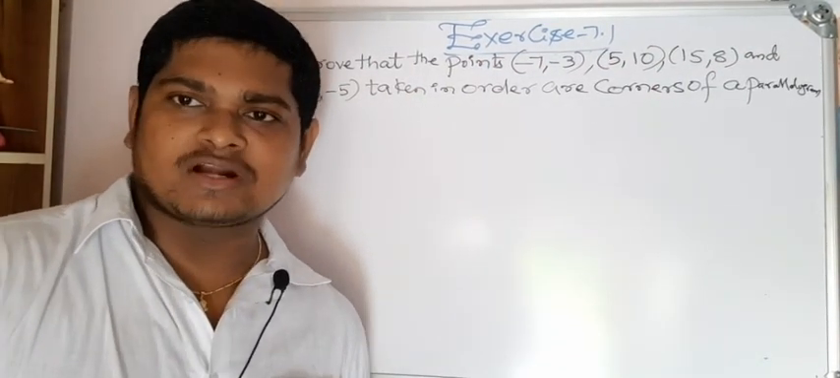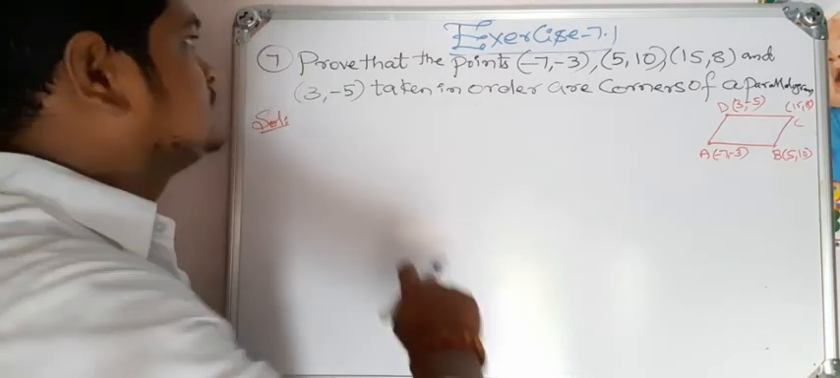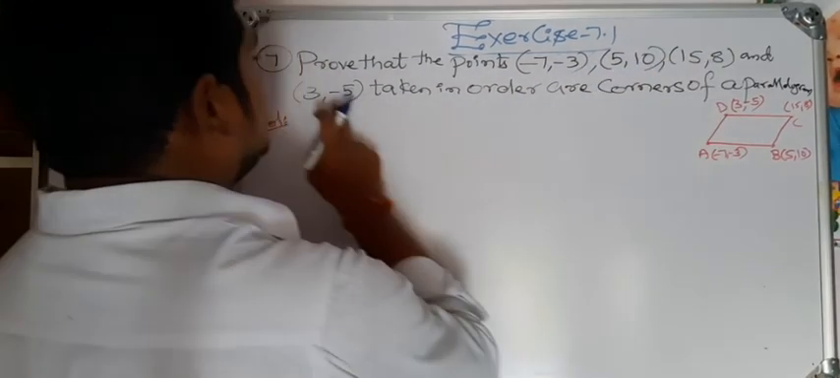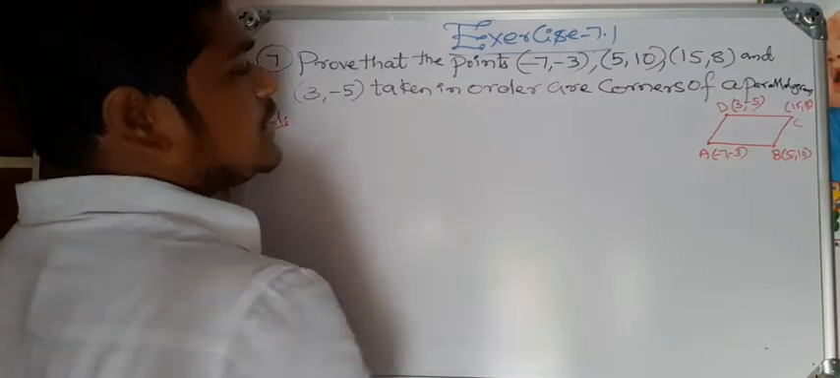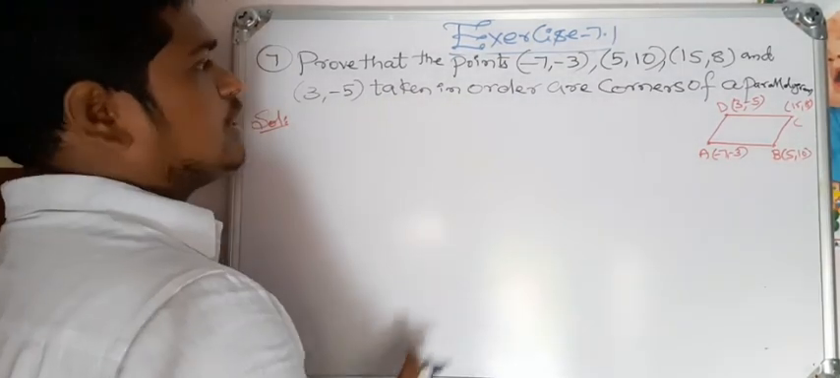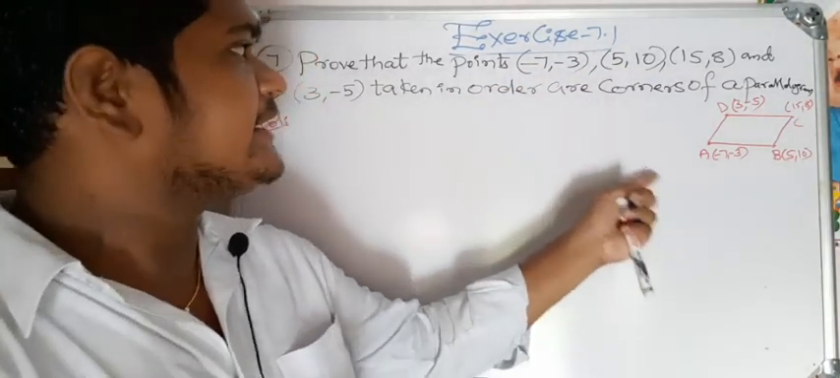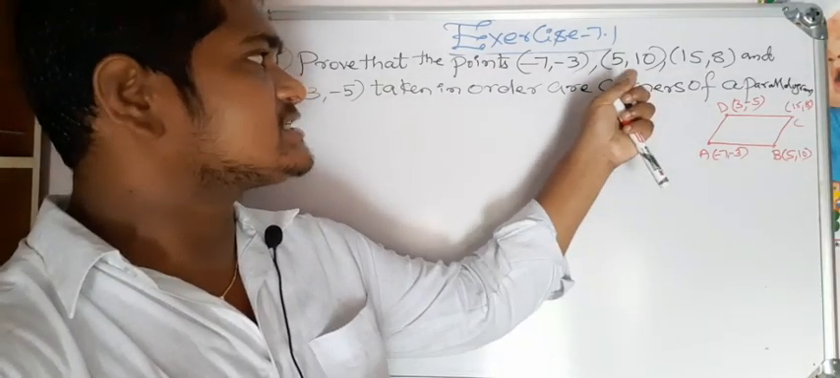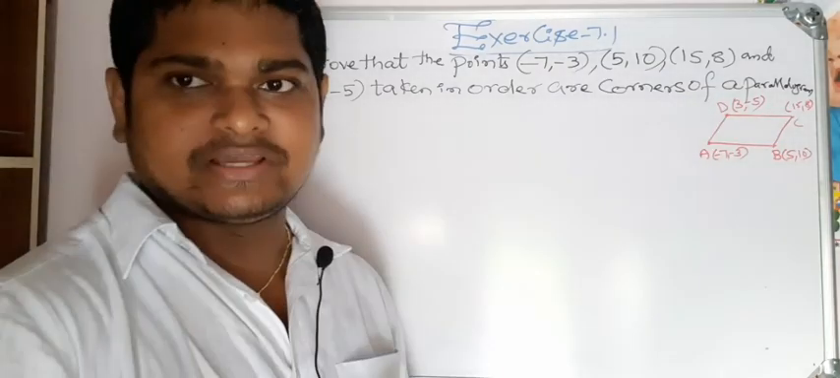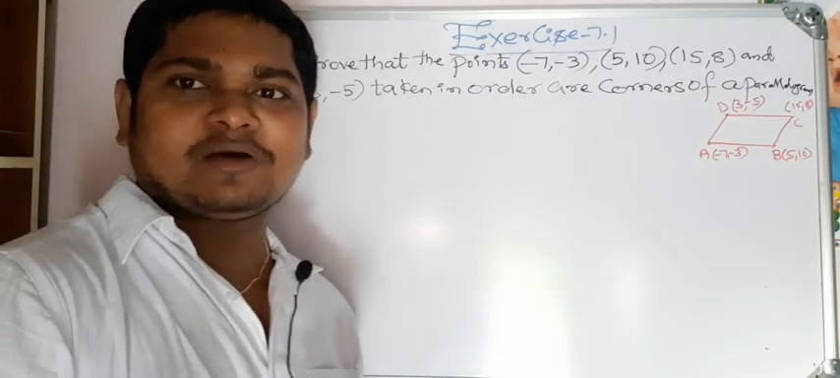Already we completed the 4th and 6th problems. Now let us see the 7th problem. Prove that the points (minus 7, minus 3), (5, 10), (15, 8) and (3, minus 5), taken in the order, are corners of a parallelogram. Taken in the order means we have to follow the same order in which they are given. Now I am taking the first point A as (minus 7, minus 3), the next point B (5, 10), C (15, 8), and D (3, minus 5). What we want to prove is that these are corners of a parallelogram.